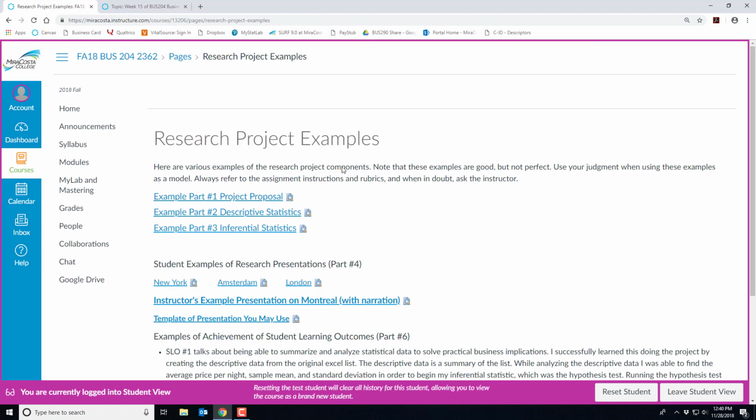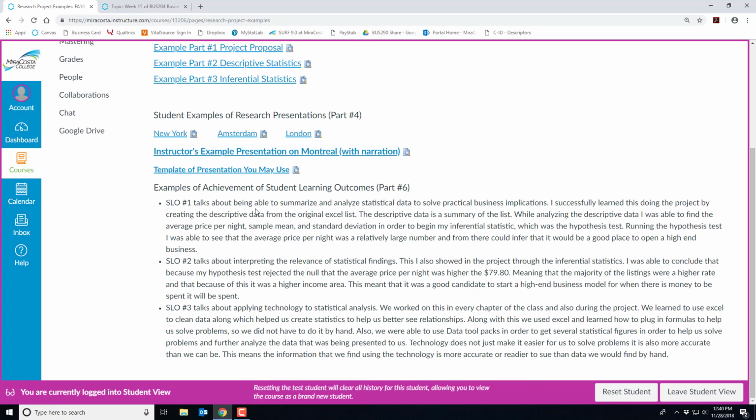In the research project examples link, I also have examples of what students have written in terms of their student learning outcomes. So just scrolling down. So here are some examples of how students achieve student learning outcomes 1, 2, and 3. So you can read through these and get a feel for what you can write. Generally about a paragraph is all you need for each student learning outcome. And so if you have any questions at all, just let me know.